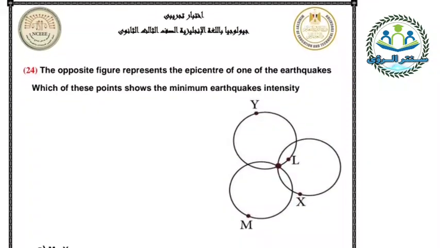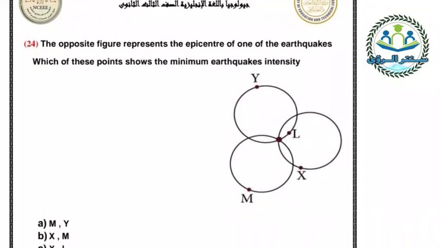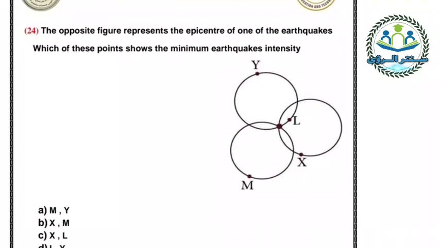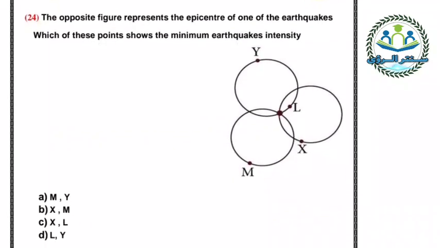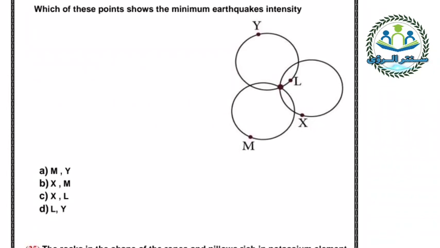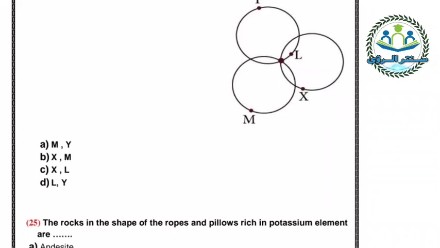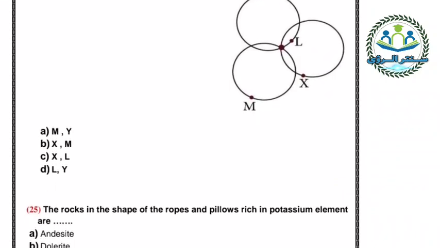24. The opposite figure represents the epicenter of one of the earthquakes. Which of these points shows the minimum earthquake's intensity? A. M, B. X, C. L, D. Y.